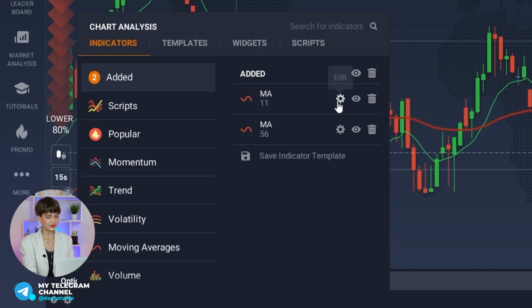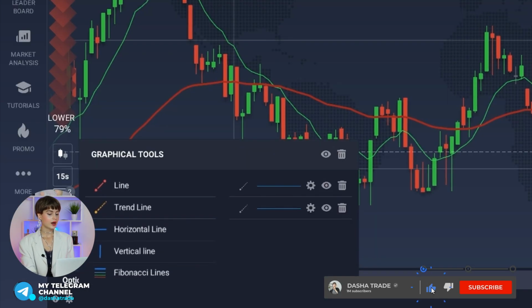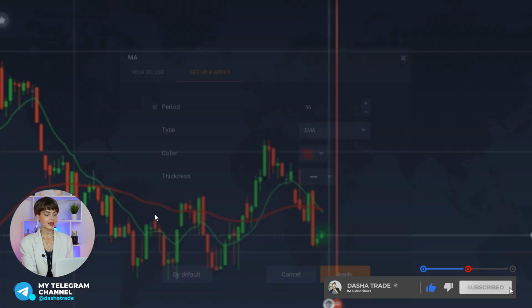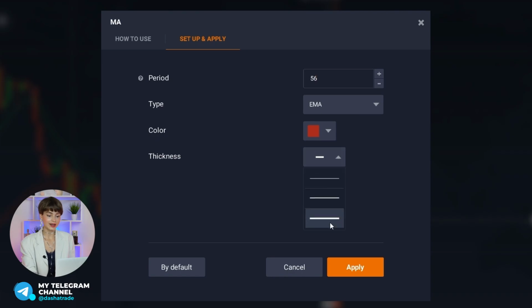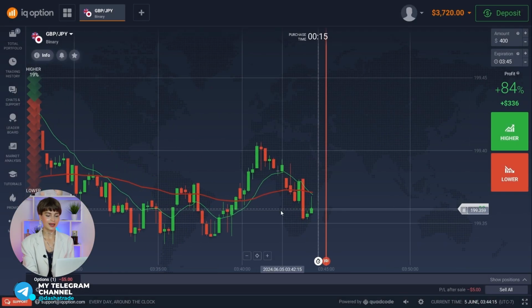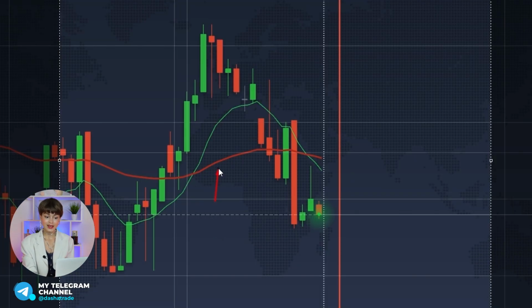I've already applied two indicators and let me show you their inputs. In the first indicator, we fill in the period 11, choose EMA as the type and set green as a color, then we click save. Then the second indicator, same one, but the period is 56, type is EMA2 and the color is red. And it's a lot thicker. And now there are such lines on the chart. Green and red ones. You can see them right here.